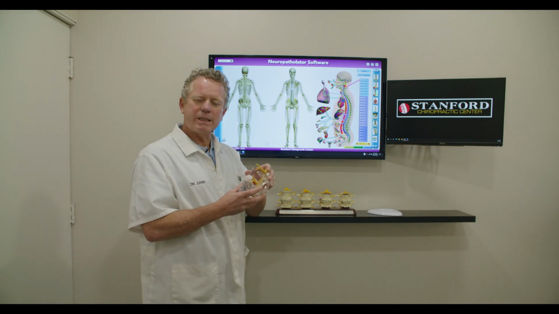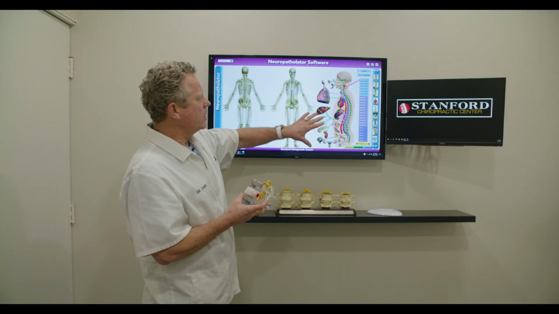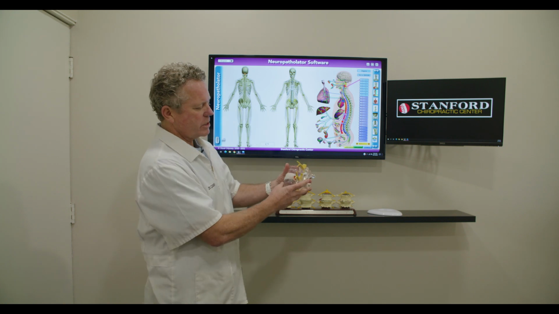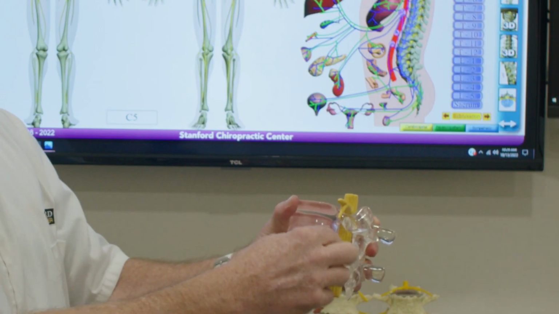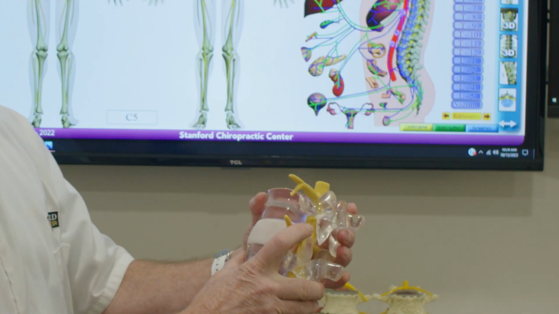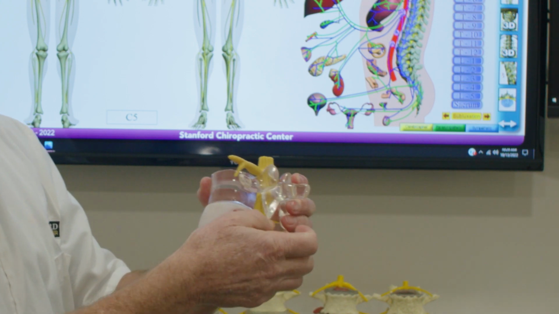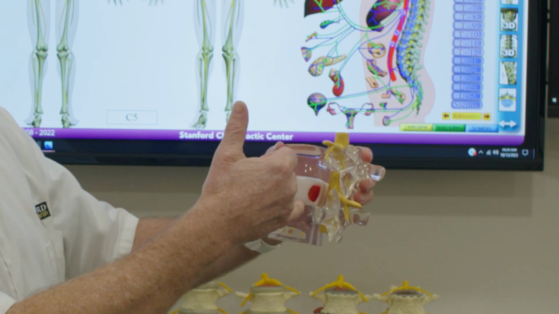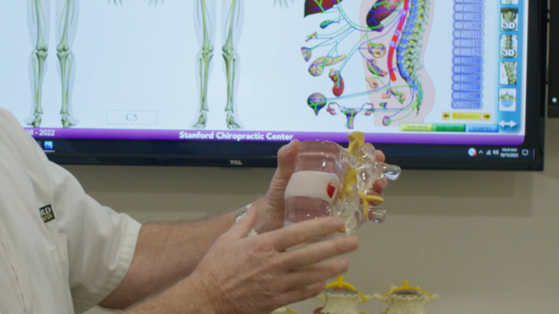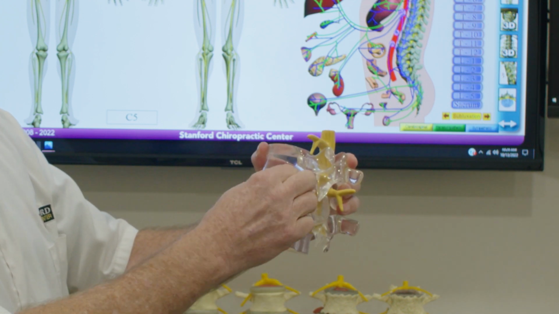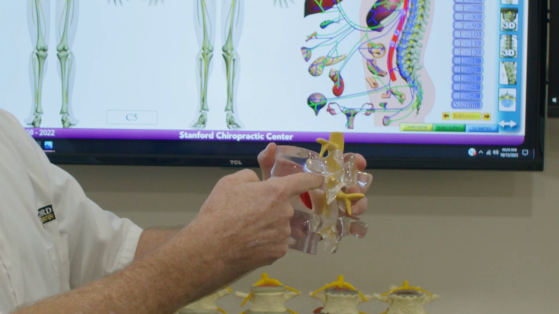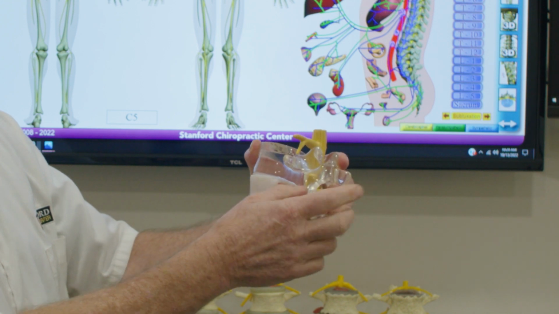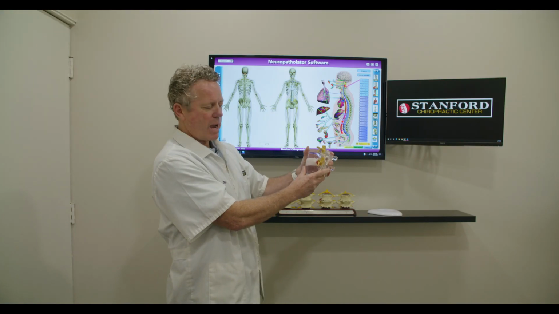And so what a subluxation is, when we look at this, a subluxation, again, where the nerve comes out is formed, and I'm going to kind of take this model apart, by this half of this vertebra and then this half of this vertebra. And you can see a hole that comes out of here. Well, the nerve comes out from there.